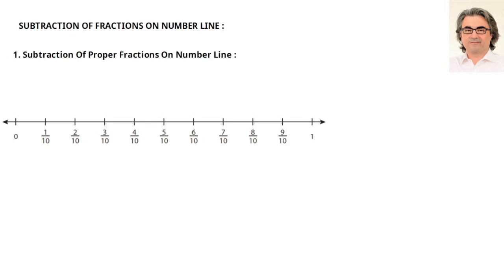Now, our first title is the subtraction of proper fractions on number line. You know, there are some types of fractions: proper fractions, improper fractions, mixed fractions, like and unlike fractions. You know very well. Now let's start with the proper fractions and see how we may make the subtraction operations on number line, or the meaning of subtraction operation on number line. Now let's write our example. I'll give you only one example.